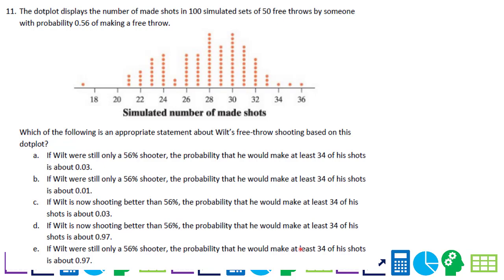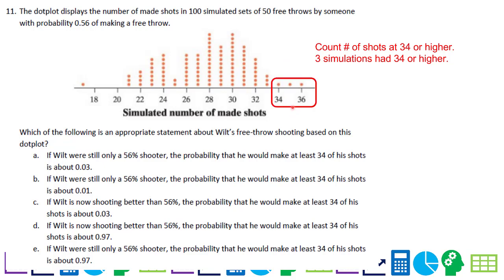Now we're going to look at the result of 100 simulated shots. So what we're going to do is 100 simulations of 50 shots. So keep those two numbers straight in your mind. 100 simulations, there are 100 dots here. And 50, each dot represents how many successes out of 50 free throws. So count the number of shots at 34 or higher. So that would be these. So that's really the number of simulations. 3 simulations had 34 or higher shots made.